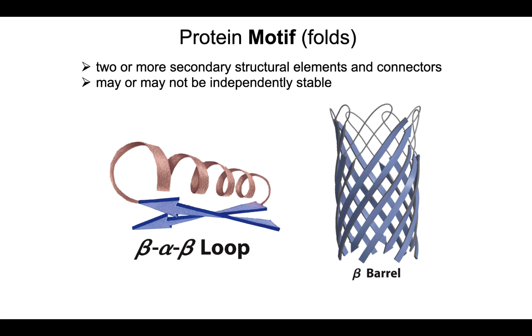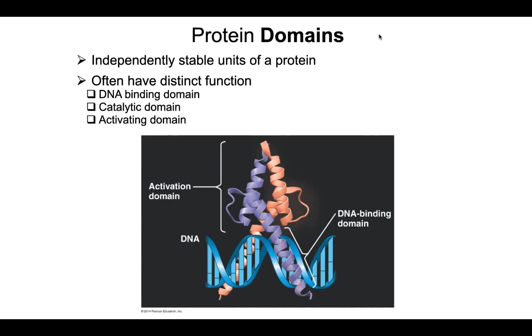What you can start to do, though, when you compare lots of proteins to each other and pull out these patterns, is see motifs. These are a group of folds that you see over and over again, things like the beta alpha beta loop or the beta barrel. They may or may not be independently stable. So if you rip them out of a protein, they may not be able to fold correctly or into a functional thing without the rest of the amino acids around them. That is more of a domain.